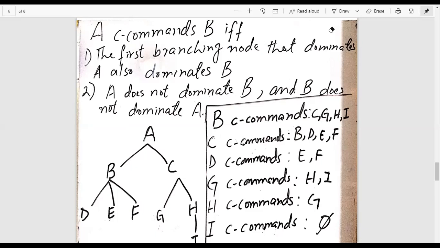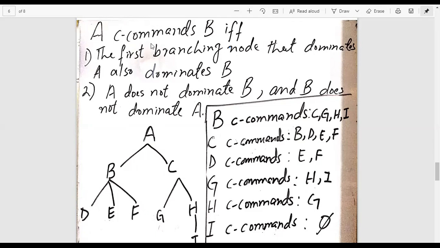And here, in this case, first of all, I have the diagram for you, and I will discuss this diagram. First of all, let me tell you the definition, or the conditions, of AC commands B. A will always C command B, or you can use different terms. You can say that X will always C command Y, or B will always C command C, etc., if and only if the first branching node that dominates A also dominates B. So this is the first condition.